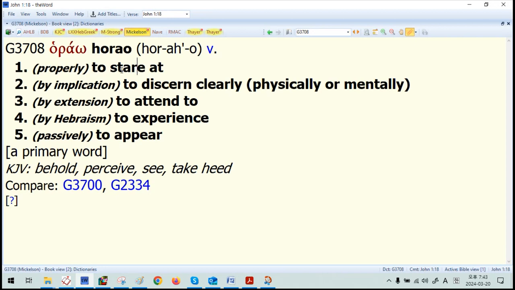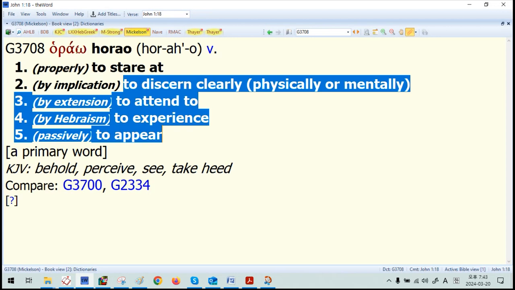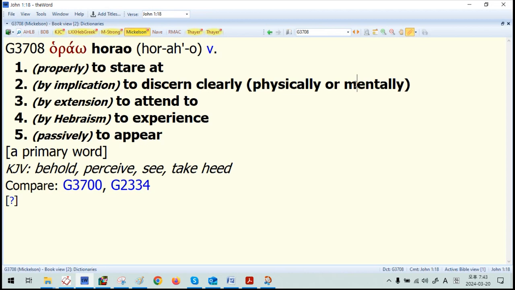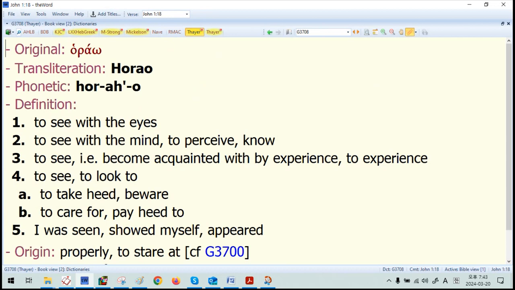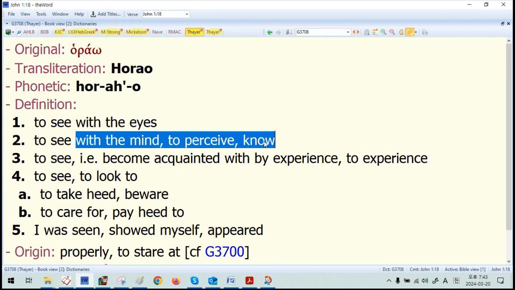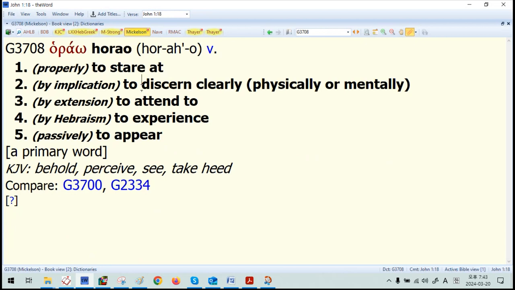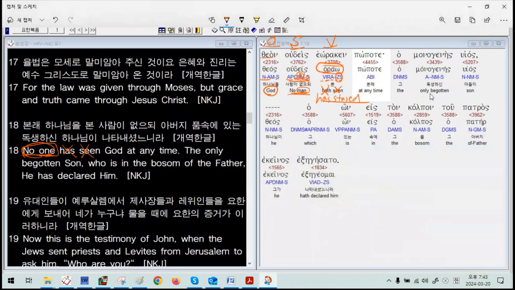And then the rest of them are the supported concepts to the horao verb. So the implication is to discern clearly, physically or mentally. So stare means the purpose is to discern clearly, so through experience. Let's go look at the Thayer dictionary. Thayer dictionary pretty much says see. See with eyes, that's why it is stare. And see with mind, perceive, know. So you discern clearly, right? So that is the concept of horao, stare. Why do you stare? So you can discern clearly, physically or mentally. So, has stared popote, at any time.